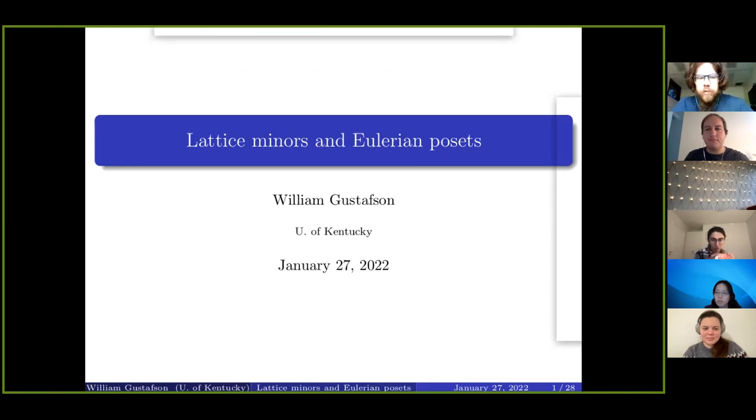So today I want to tell you all about a notion of minors for lattices enriched with a generating set. And then from this, I'm going to look at a poset that we make out of these minors. And we'll see that these are rather well-structured posets. I want to start by looking at an example, so I motivate where we're going though.